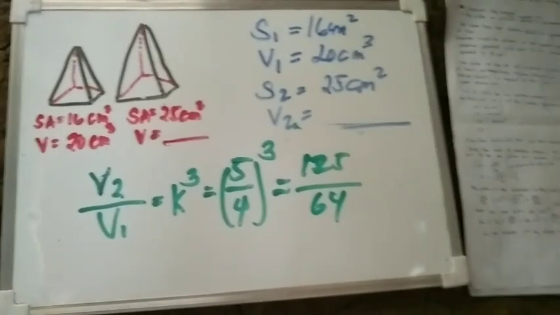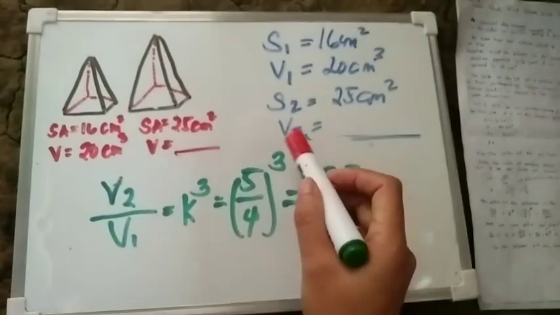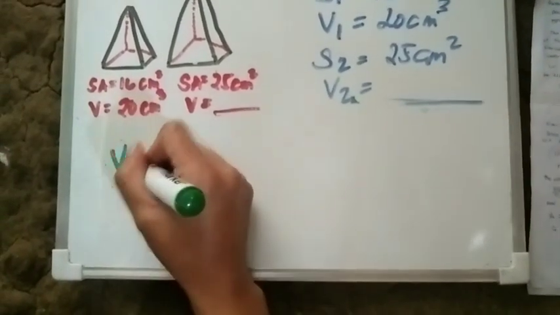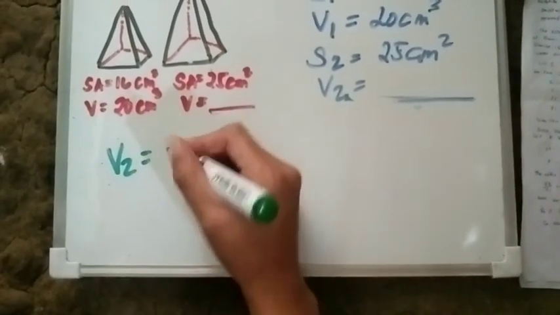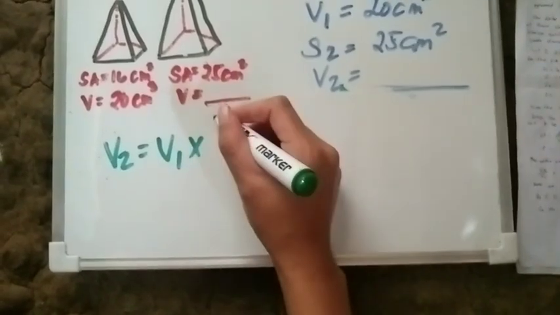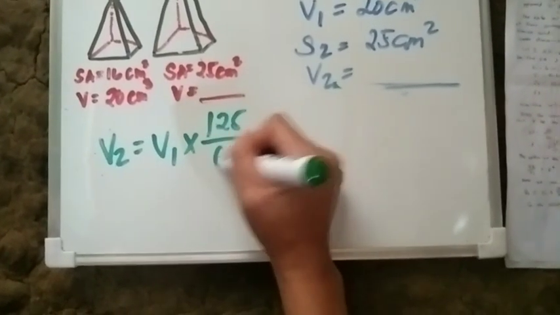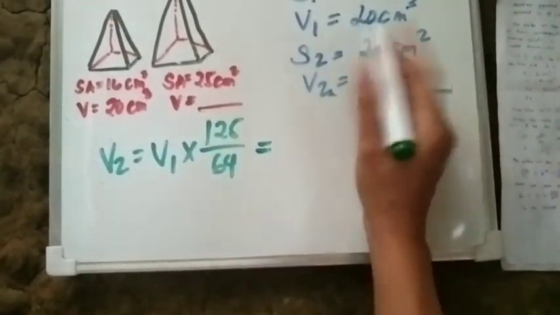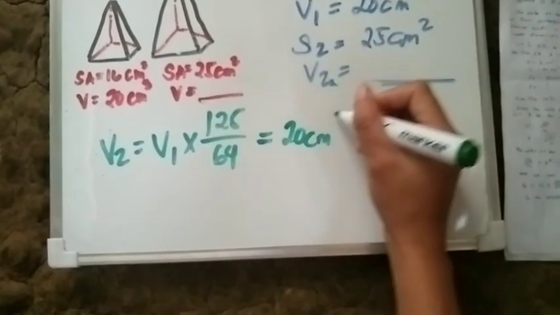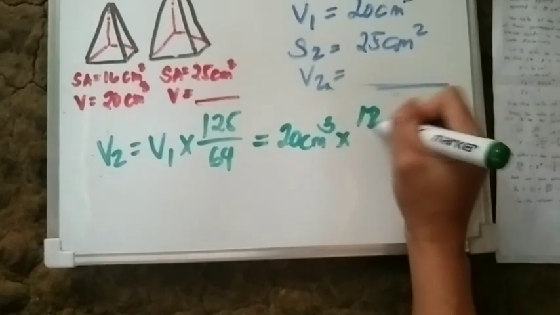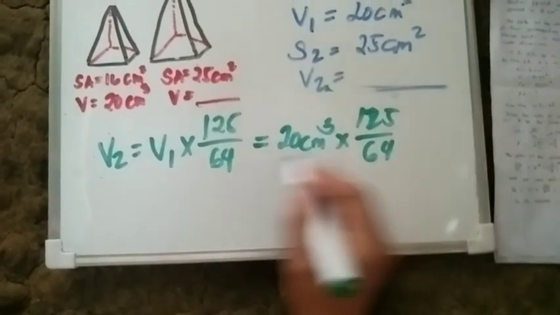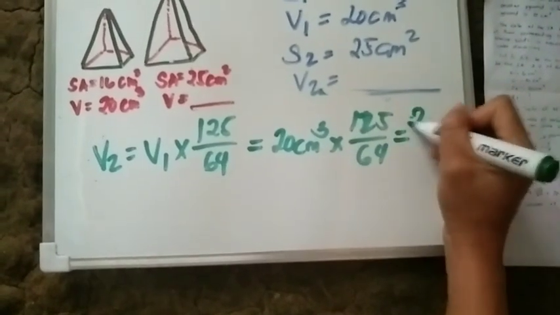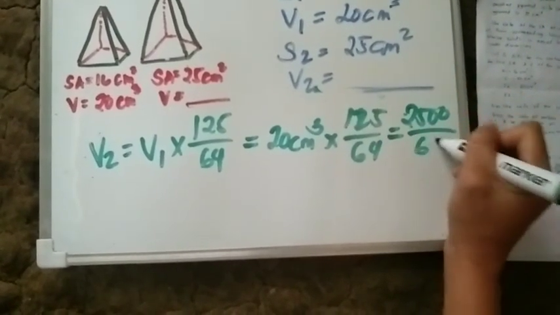Now we can solve for our V2, or volume 2. For volume 2, our formula is V2 is equal to V1 times k cubed, which is 125 over 64. So we will substitute this one. V1, or volume 1, is 20 centimeters cubed times 125 over 64. So we will just multiply this one. The 20 has an invisible 1 as its denominator. So 20 times 125 becomes 2,500 over 64.